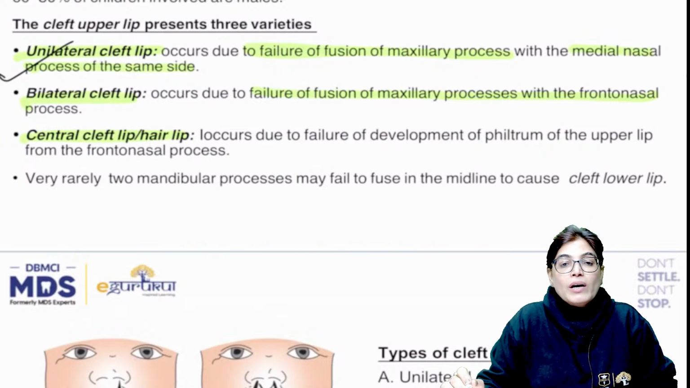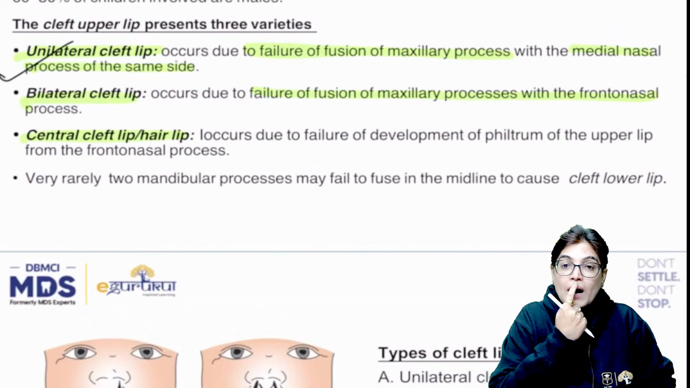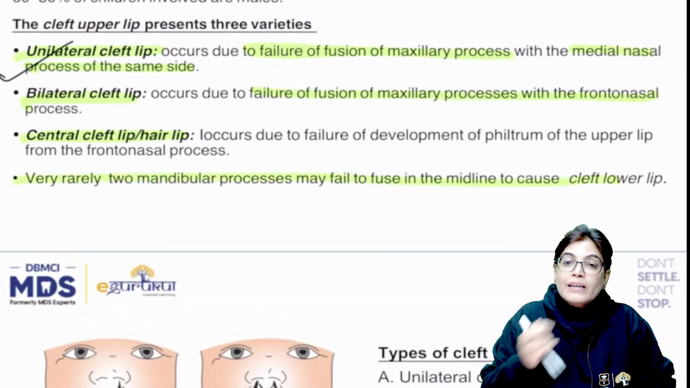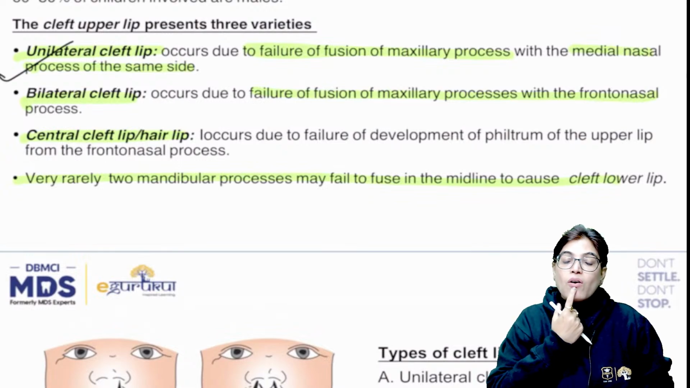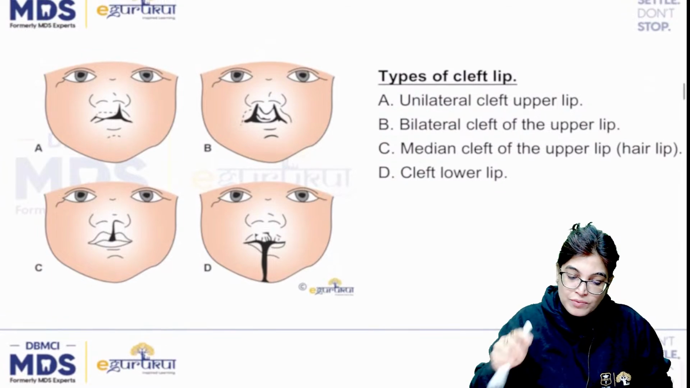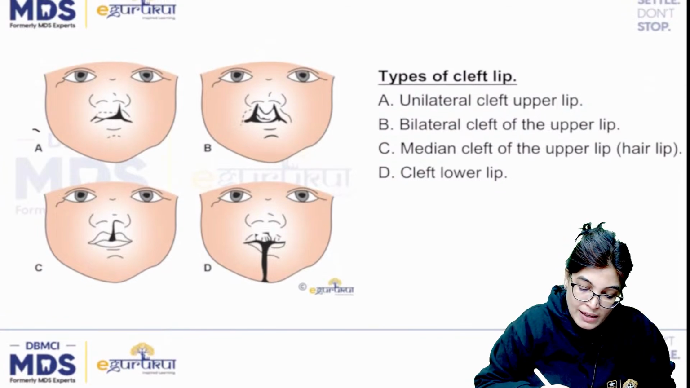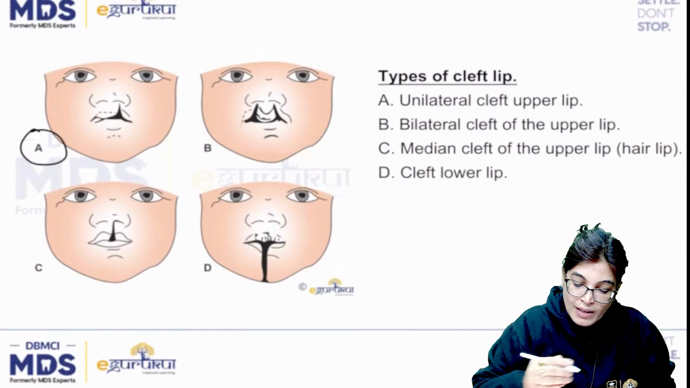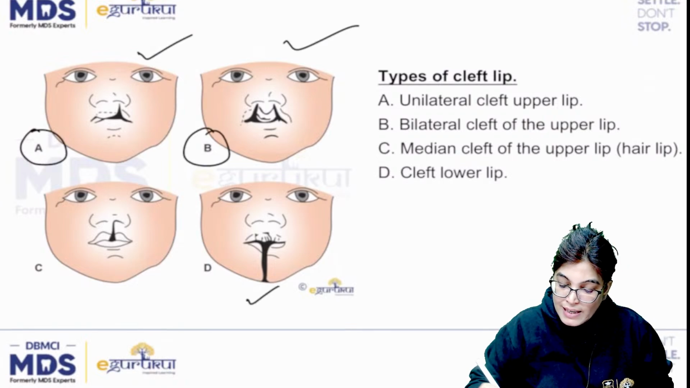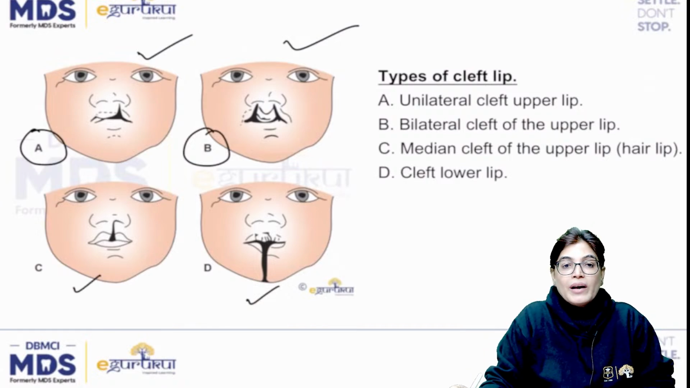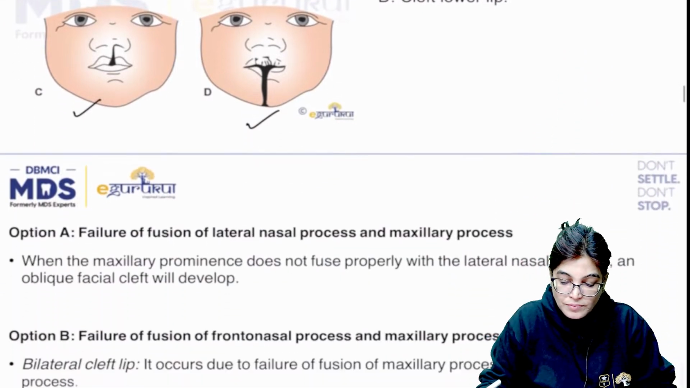Central cleft lip or hare lip occurs when there is failure of development of the philtrum of the upper lip, and very rarely the two mandibular processes do not fuse, and this will form a lower cleft lip. I want to show you the image of this. So here A is the unilateral cleft lip, B is bilateral cleft lip, D is the cleft of the lower lip, and median cleft lip, hare lip, is option C.